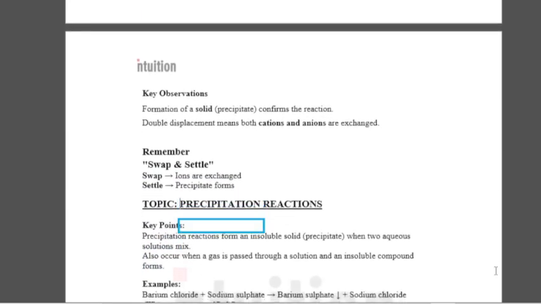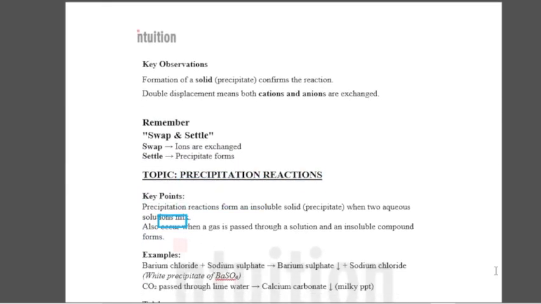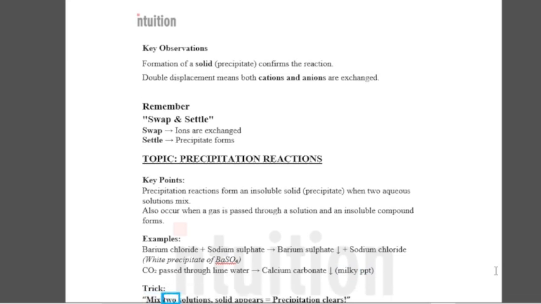Topic: precipitation reactions. Key points: precipitation reactions form an insoluble solid precipitate when two aqueous solutions mix. They also occur when a gas is passed through a solution and an insoluble compound forms. Examples: barium chloride plus sodium sulfate gives barium sulfate plus sodium chloride, a white precipitate of BaSO4. CO2 passed through lime water gives calcium carbonate, a milky precipitate. Trick: mix two solutions, solid appears is equal to precipitation.